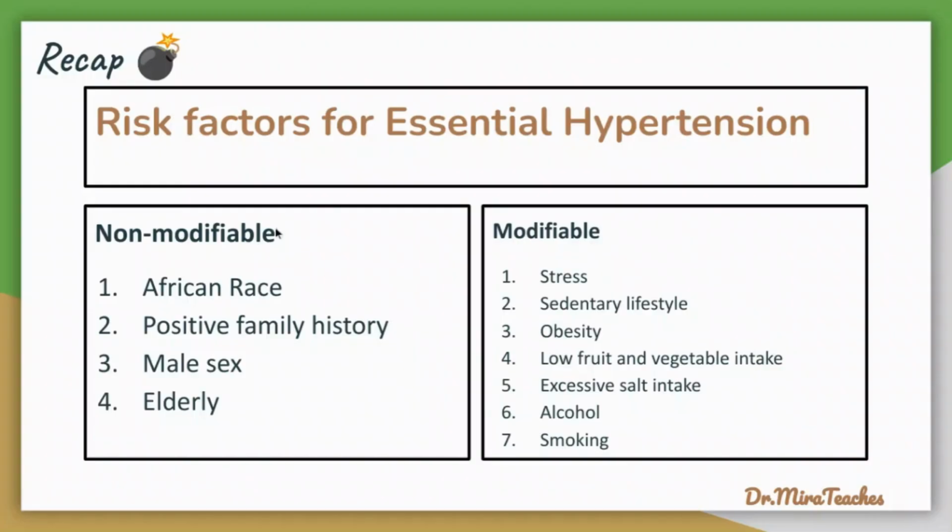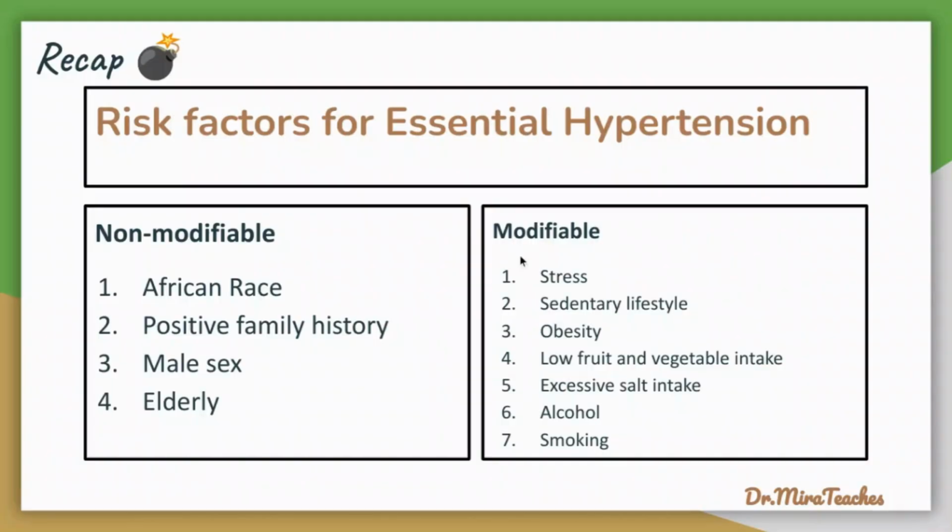Remember, they are non-modifiable and modifiable. You can tell a story to remember them. For the non-modifiable, everybody is born into a particular continent, into a particular race. You come from a family. In your family, when you are born, you have a particular sex. It could be male or female, and you eventually grow old. So that's a story to help you to remember. So African race, positive family history, male sex, being elderly: these are the non-modifiable risk factors.